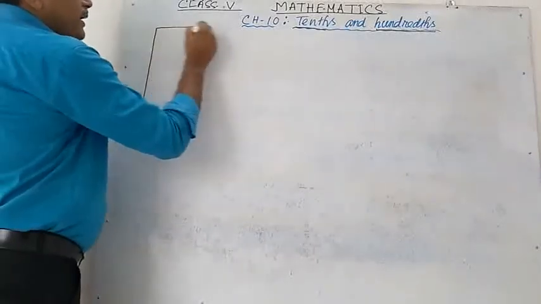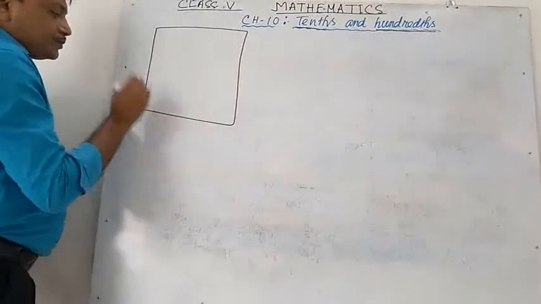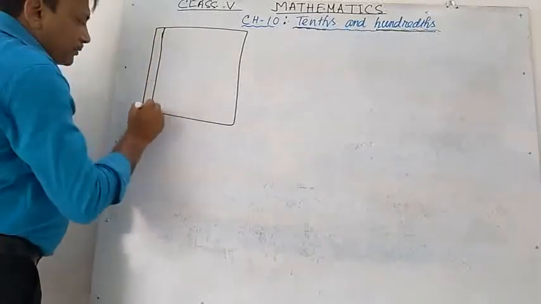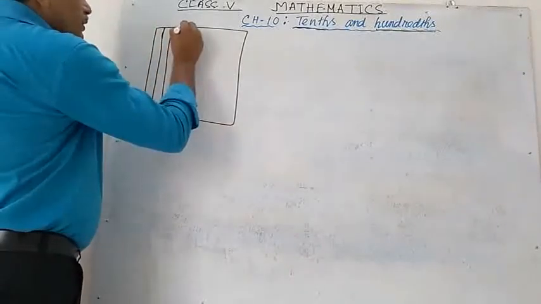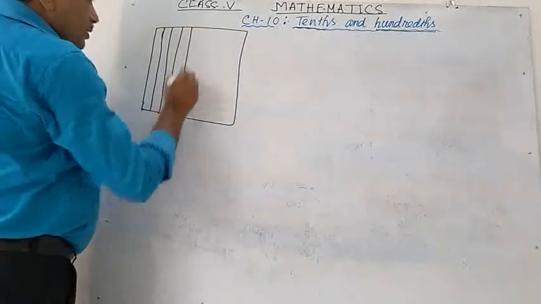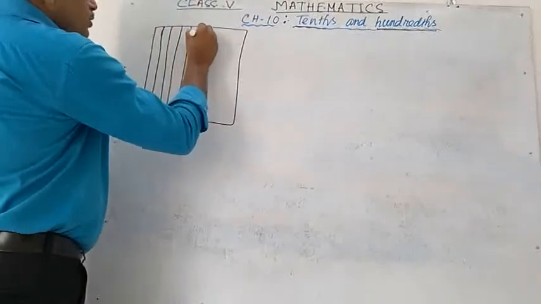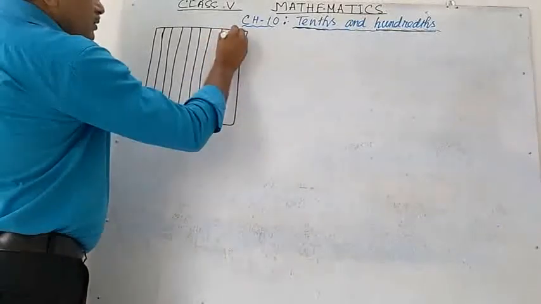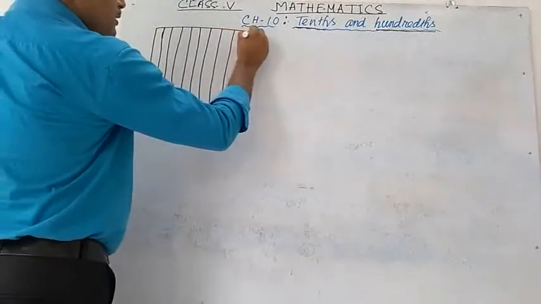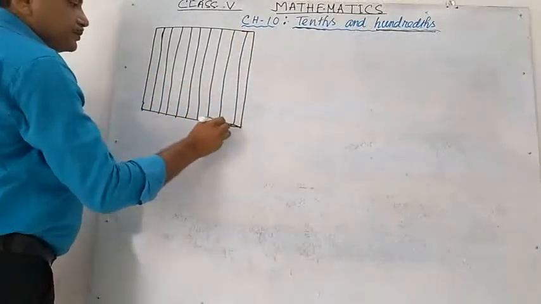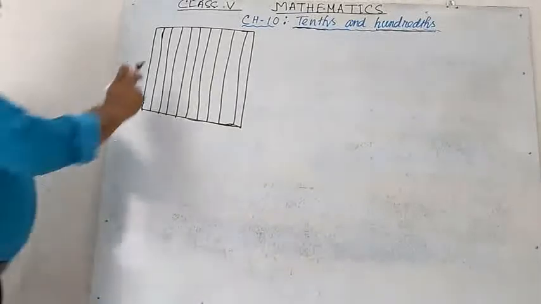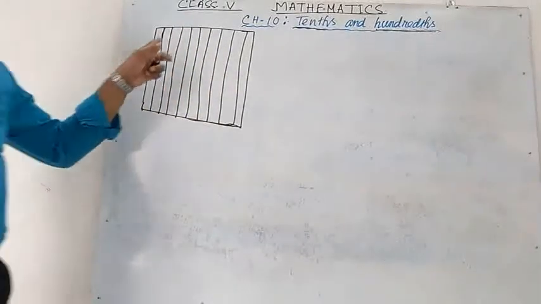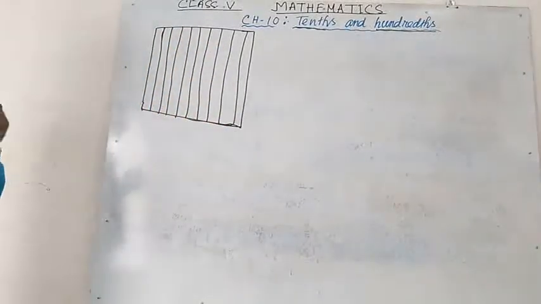Suppose we are taking a square. Now, I am going to divide the square into 10 equal parts. So, 1, 2, 3, 4, 5, 6, 7, 8, 9. Suppose it is 10. So, 1, 2, 3, 4, 5, 6, 7, 8, 9, 10. So, this square is divided into 10 equal parts.